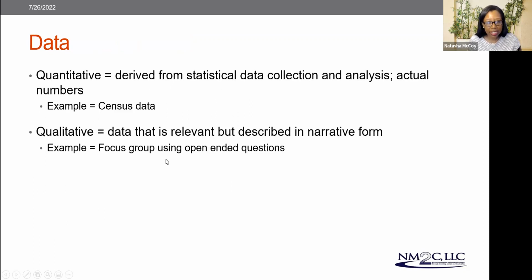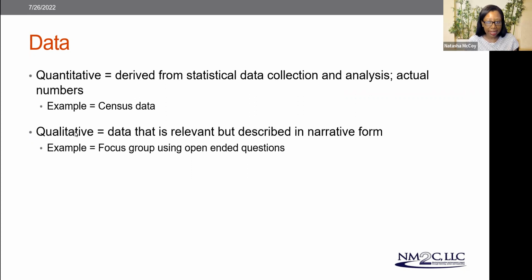So quantitative data is derived from statistical data collection and analysis, actual numbers. Think of census data. Census data is a survey collecting information on demographics, housing, whether or not you own your home. Those are very direct numbers that a researcher can combine to create a picture of what's happening in that home, in that community, in that state.